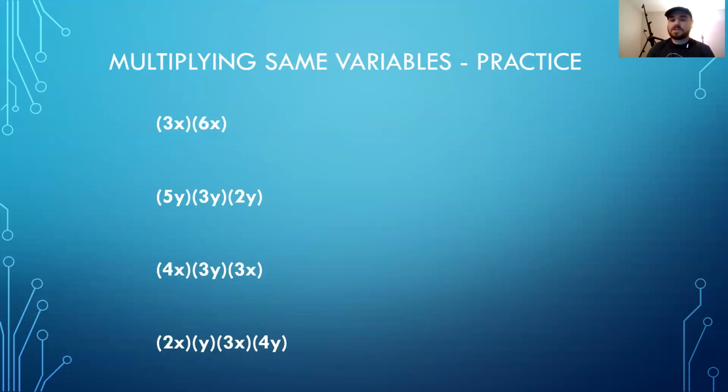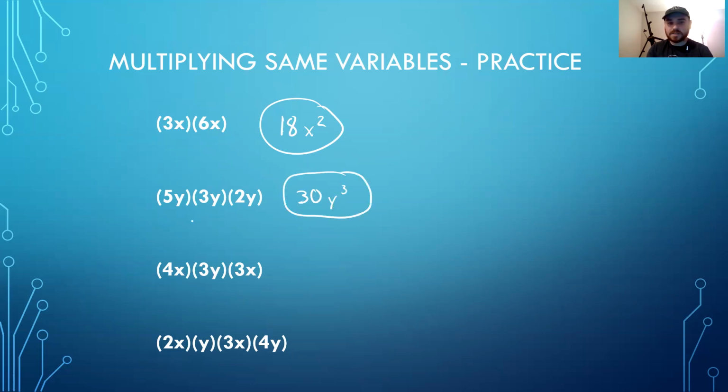So multiplying the same variables, we'll do a few practice problems with this. We've got 3 times 6, that gives us 18. x times x, that would be x squared. Here we have 5y times 3y times 2y. 5 times 3 times 2, we already did that, that's 30. And then we have 3 y's, so we're going to do y to the third.